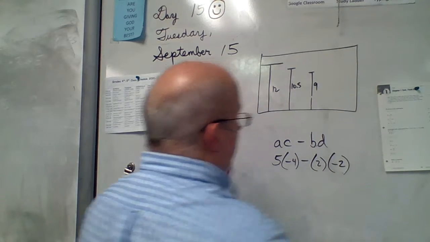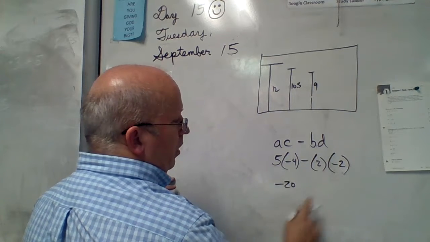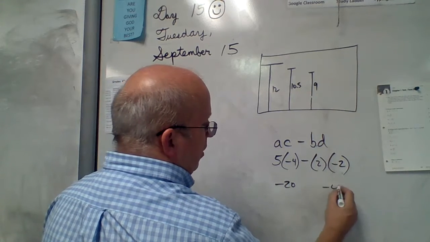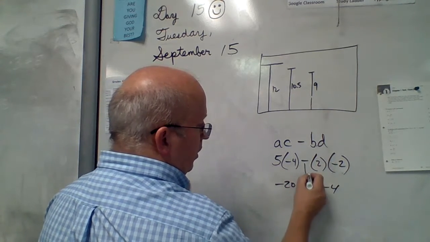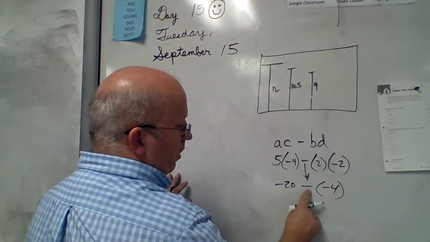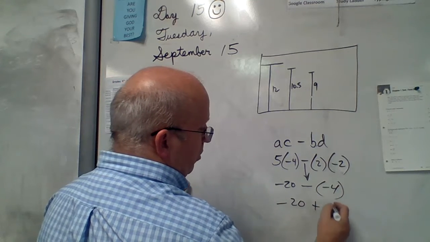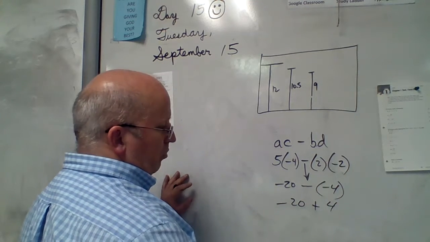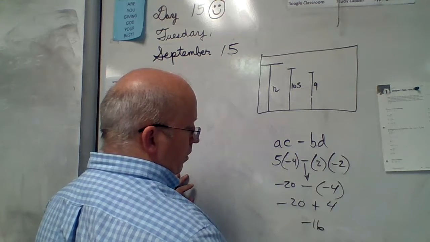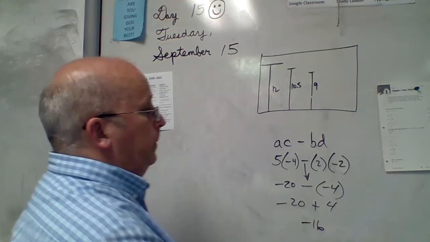So what part of this do I do first? So I got to do this, -20. Then I got to do this, -4. And then I got to bring down this sign, negative. What is -20 minus a -4? Well, the rule about subtraction is to subtract, you add the opposite of the second number, and in this case, you get -16.